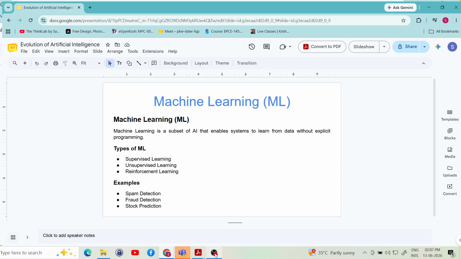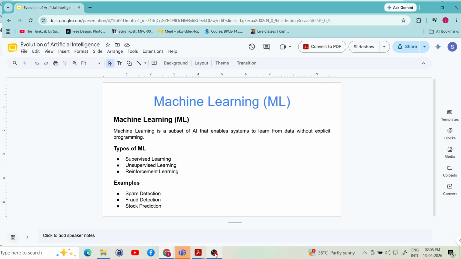Now I'm coming to the next subset, called machine learning. Machine learning changes everything. Instead of programming rules, we start training machines using data. So ML allows systems to learn patterns, for example spam detection in emails, right? The system learns what spam looks like by analyzing thousands of examples.